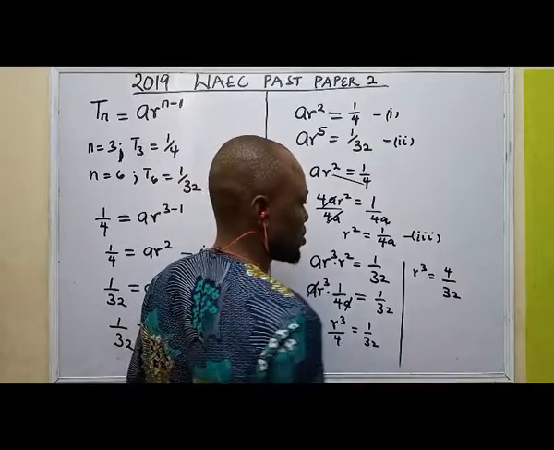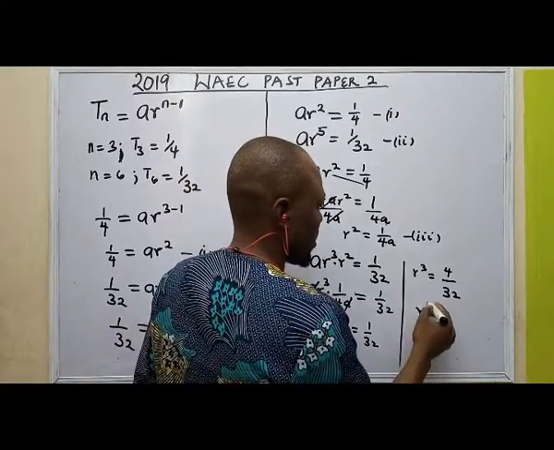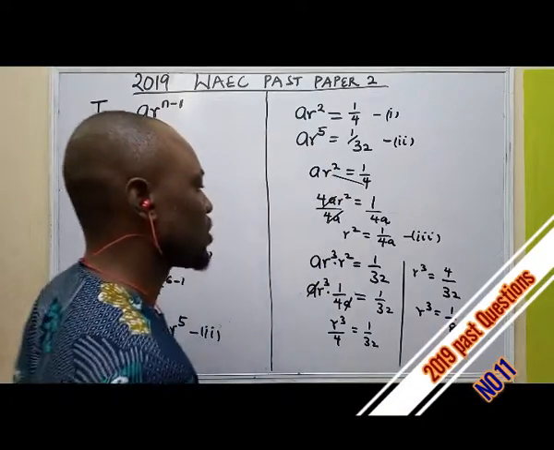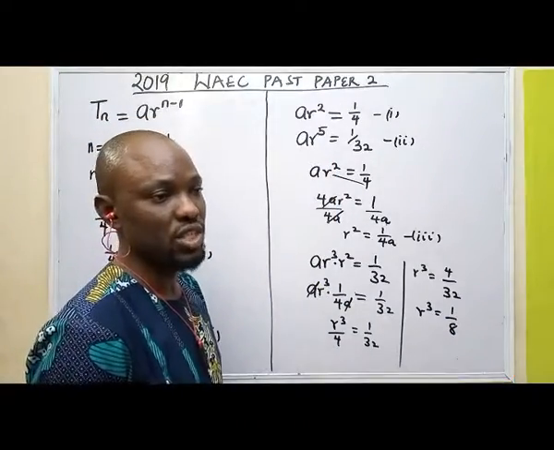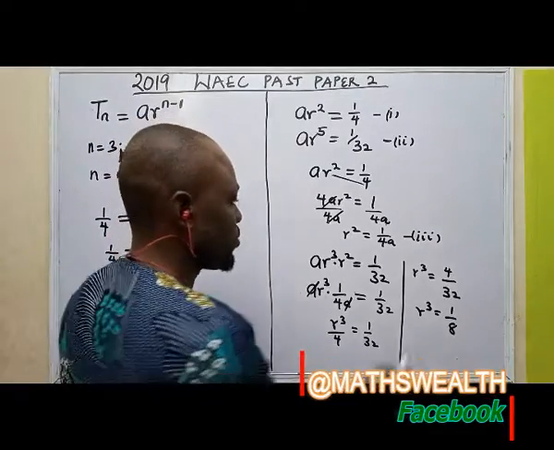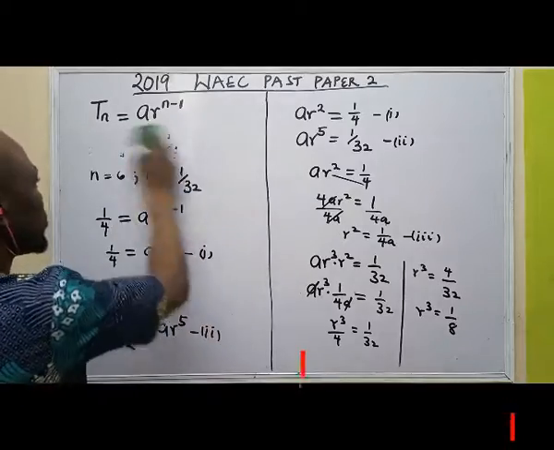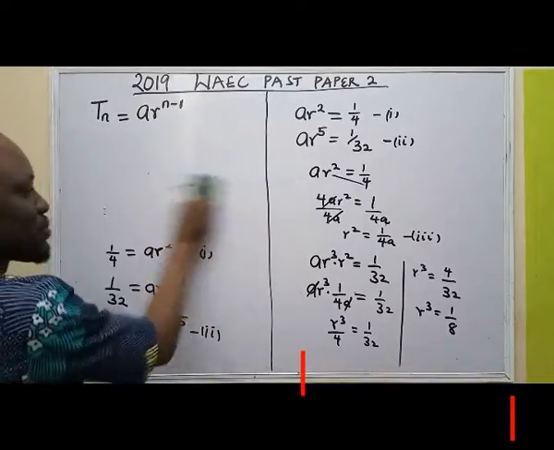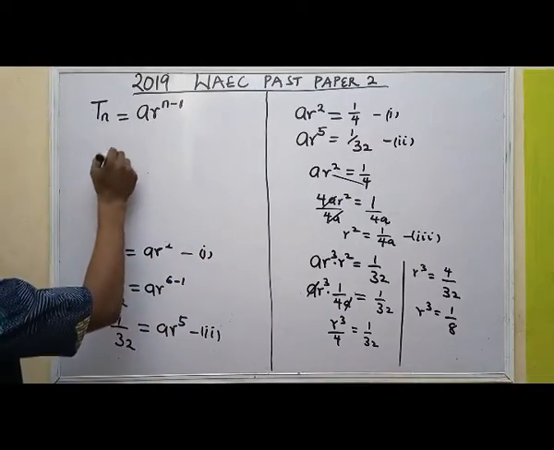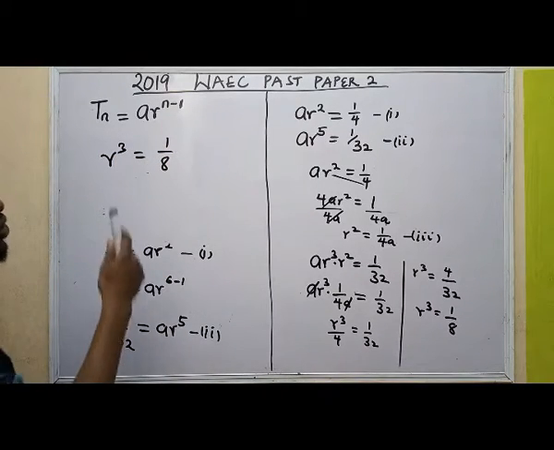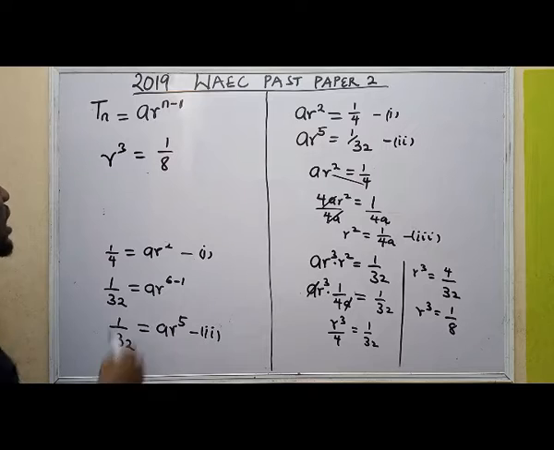Now, if you reduce this to the lowest term, you're going to get R raised to the power 3 equals 1 over 8. Now, you go and watch my video on exponential equation. When you get to this point, in my video about exponential equation, this is R raised to the power 3 equals 1 over 8. How do we solve this problem? Now, I want to get rid of the power.